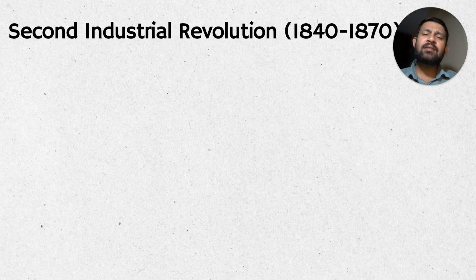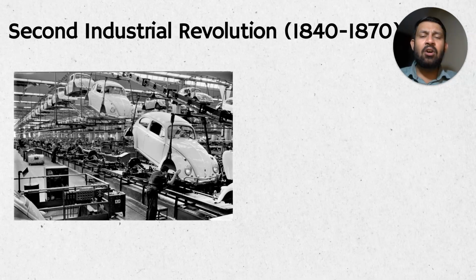Then the second industrial revolution, which basically happened between 1840 and 1870, and in this we saw that the factories were powered not by steam but by electrical power. And it also helped us in putting up conveyor lines, production lines, assembly lines.